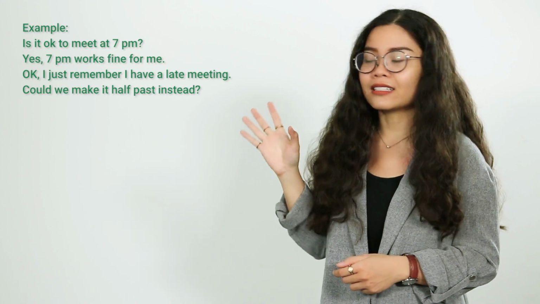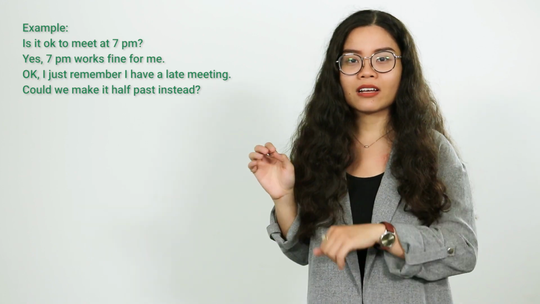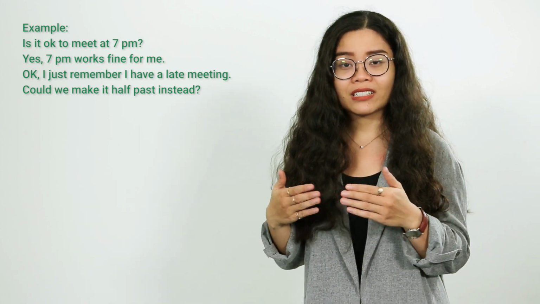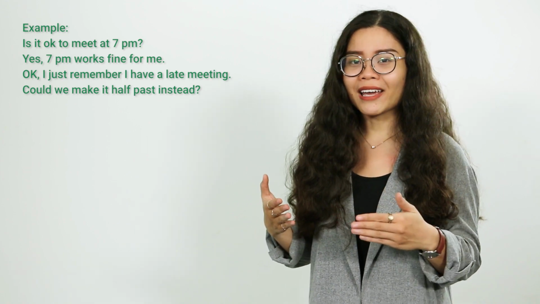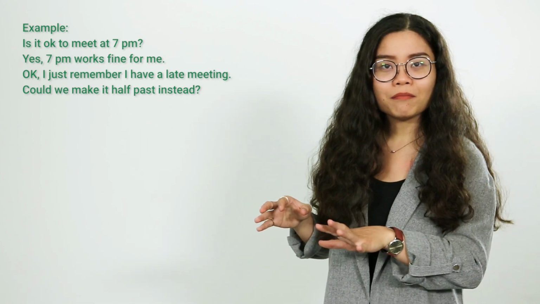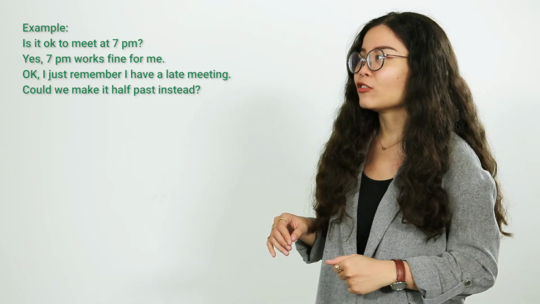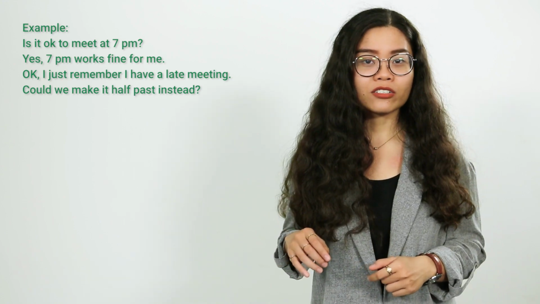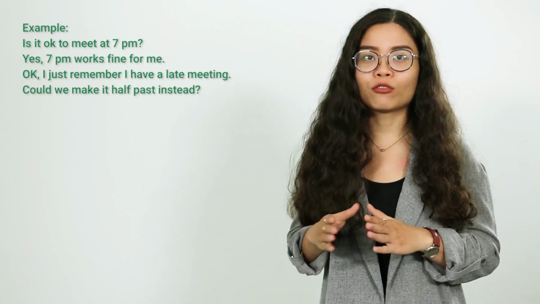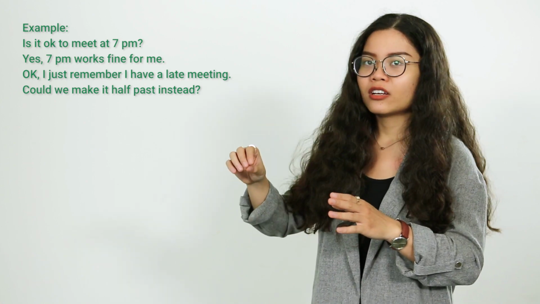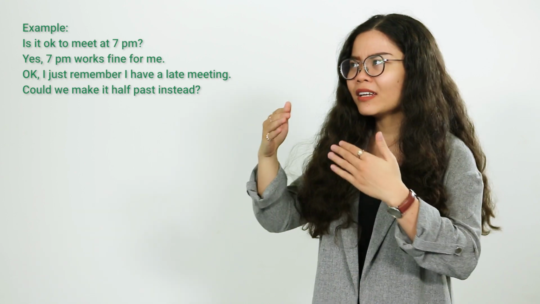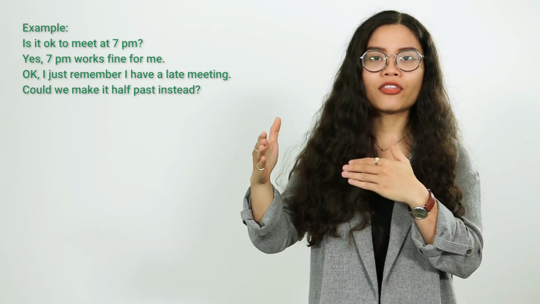Okay, so here is an example. Is it okay to meet at 7 p.m.? Yes, 7 p.m. works fine for me. Okay, I just remembered I had a late meeting. Could we make it half past instead? So, as your first instinct, you would write down the answer 7 p.m., which is incorrect. Then the speaker changed to half past. So it means half past 7 is 7:30.